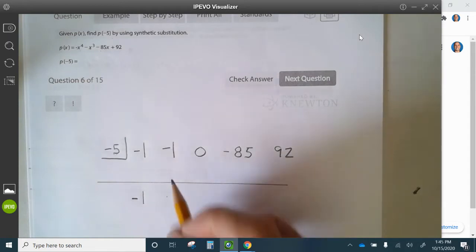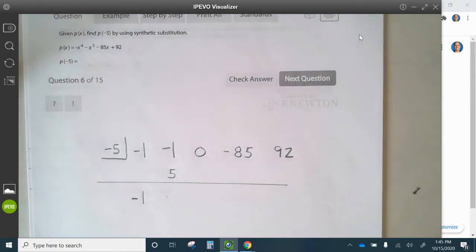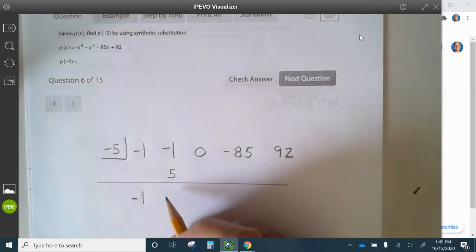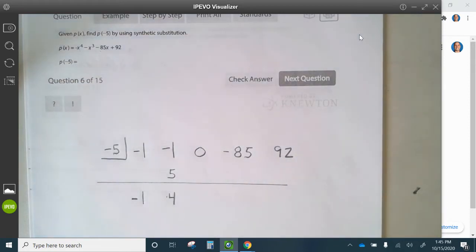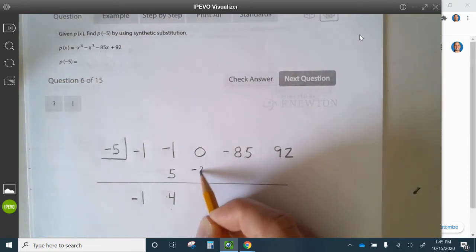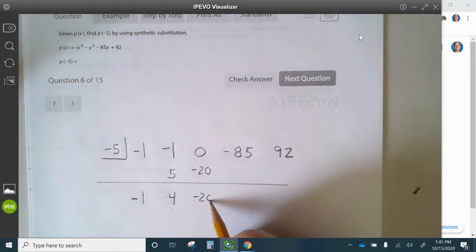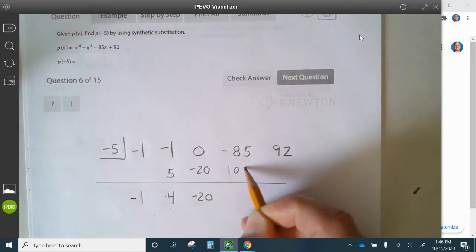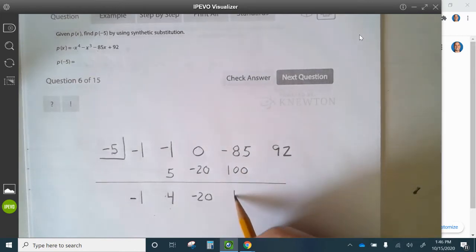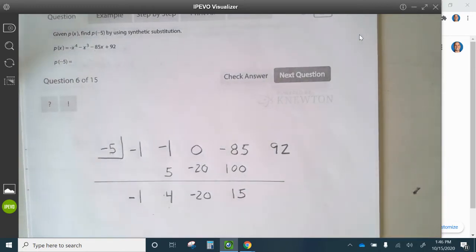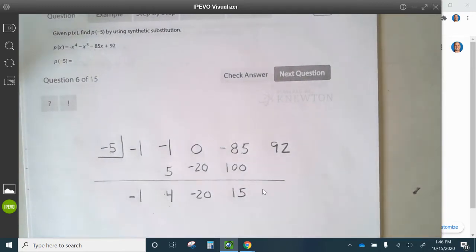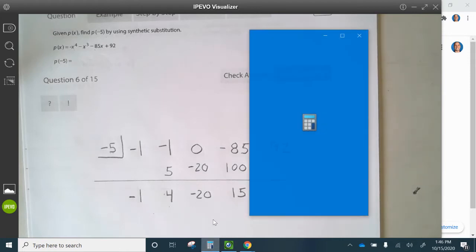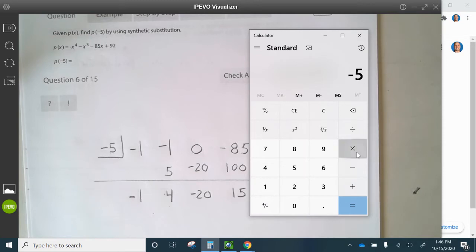Negative 5 and negative 1 is a positive 5. Negative 1 and 5 combine to be positive 4. Negative 5 times 4 is negative 20. 0 and negative 20 combine to be negative 20. Negative 5 times negative 20 is a positive 100. Negative 85 and 100 combine to be 15. And let me check, I want to say that's negative 75, but let me make sure. Negative 5 times 15 is negative 75.